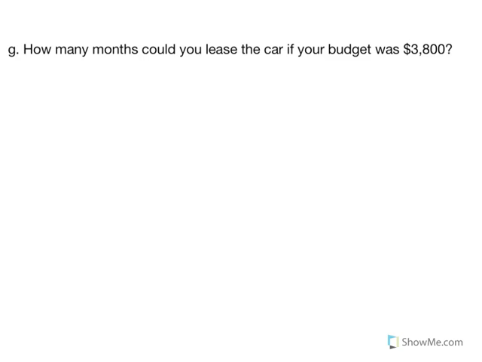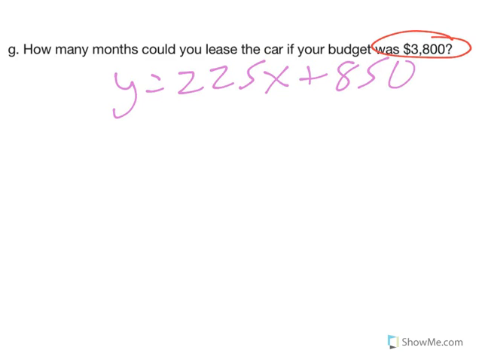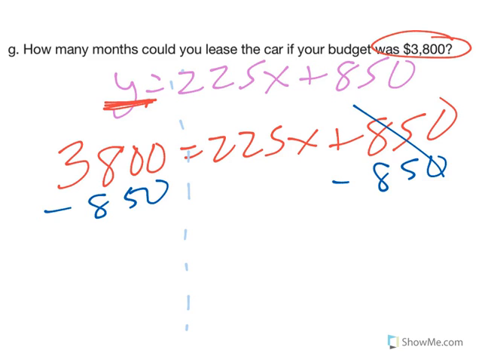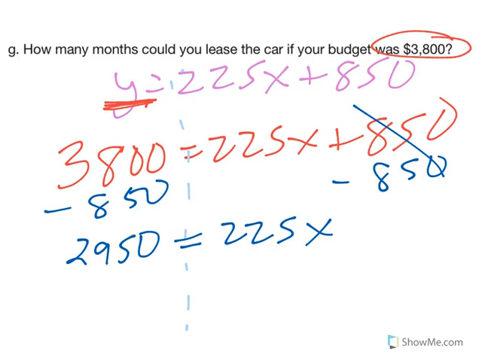And then I go to letter G and say, well, how many months could you lease the car if your budget was $3,800? Okay, so again, remember that your equation here, now we are given our budget. Well, budget is the total cost, so that value is going to go over here. Okay, and now I do some excellent math skills, remembering again the equation, you got to do the same to both sides, so I subtract 850 from each side. And I get 225x equals 2950, and then I divide both sides by 225.